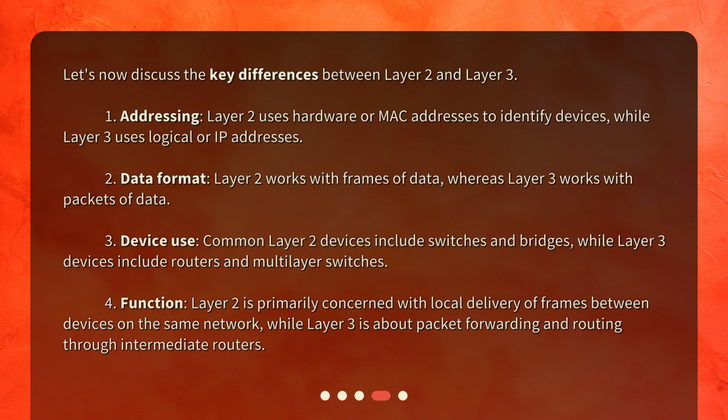3. Device use. Common Layer 2 devices include switches and bridges, while Layer 3 devices include routers and multi-layer switches. 4. Function. Layer 2 is primarily concerned with local delivery of frames between devices on the same network, while Layer 3 is about packet forwarding and routing through intermediate routers.